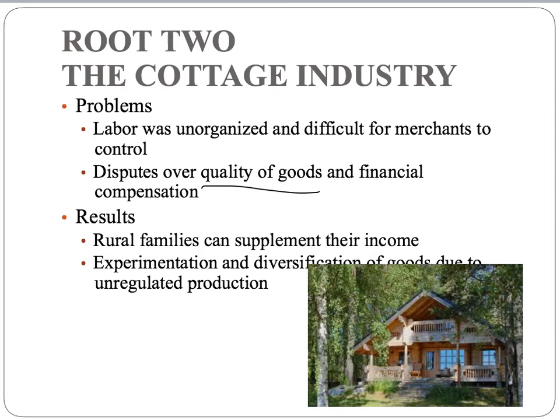And the results, of course, of the cottage industry was great for the rural families, for the peasants. They could supplement their income. And it was good for the merchants to a degree, but the merchants come to the idea that, hey, if I could get all my labor in one spot, if I could get them in one place, this might go a little bit better for me, might be a little easier. And thus, the creation of a factory.